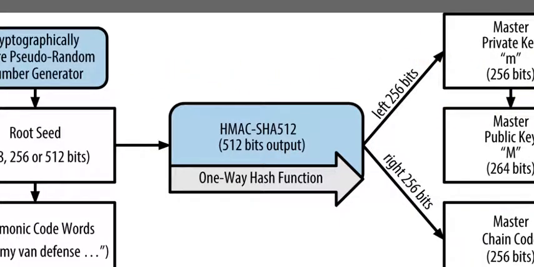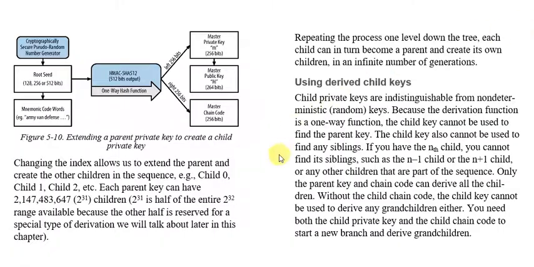Changing the index allows us to extend the parent and create the other children in the sequence, e.g., child 0, child 1, child 2, etc. Each parent key can have 2,147,483,647 (2^31) children. 2^31 is half of the entire 2^32 range available because the other half is reserved for a special type of derivation we will talk about later in this chapter. Repeating the process one level down the tree, each child can in turn become a parent and create its own children, in an infinite number of generations.